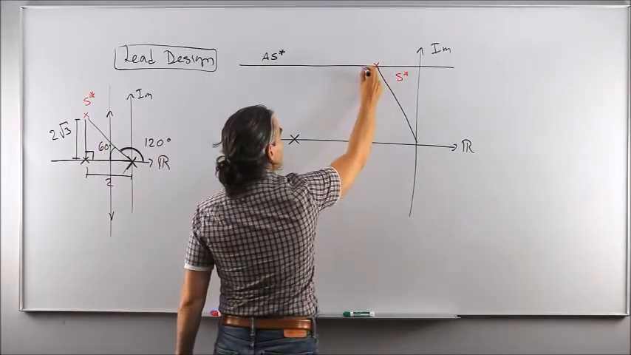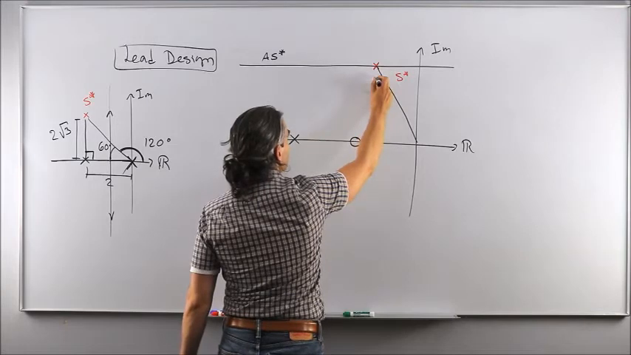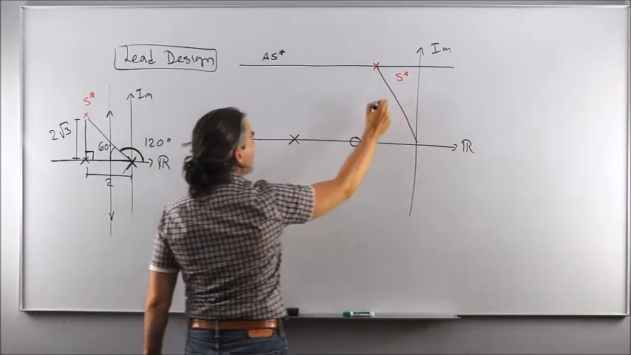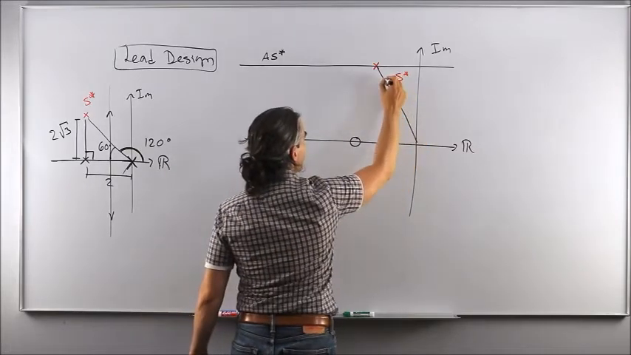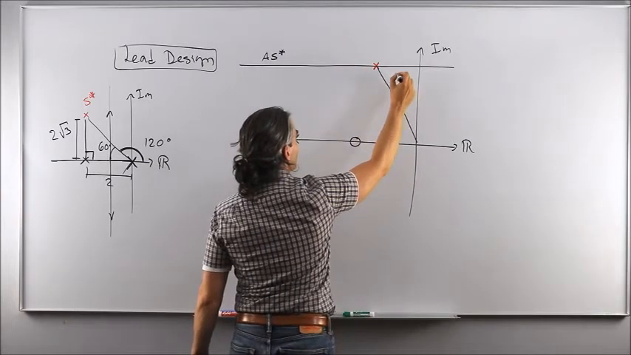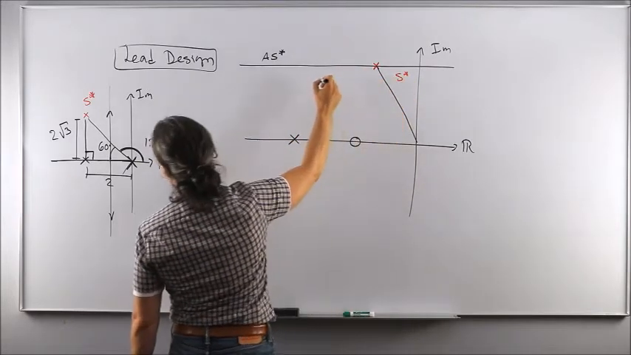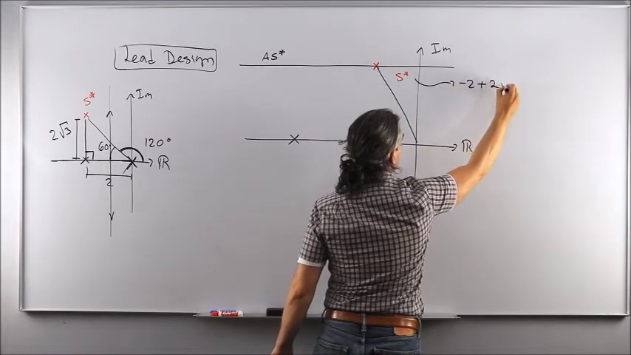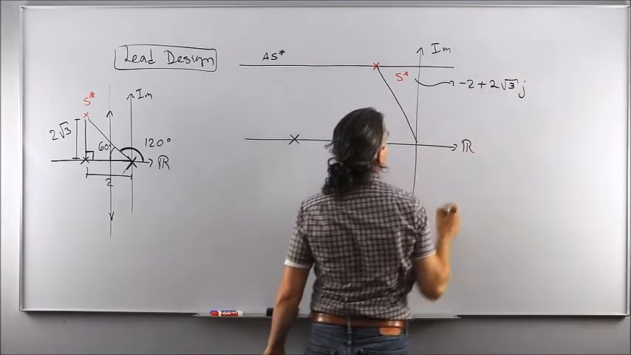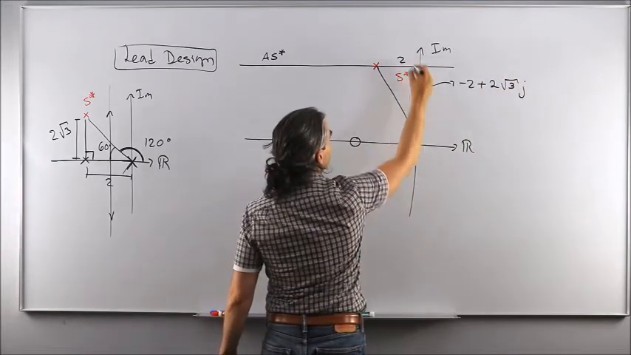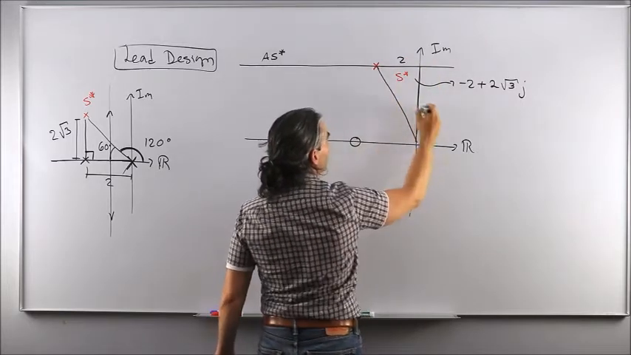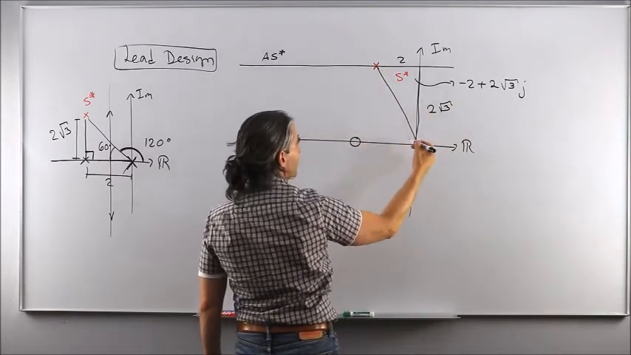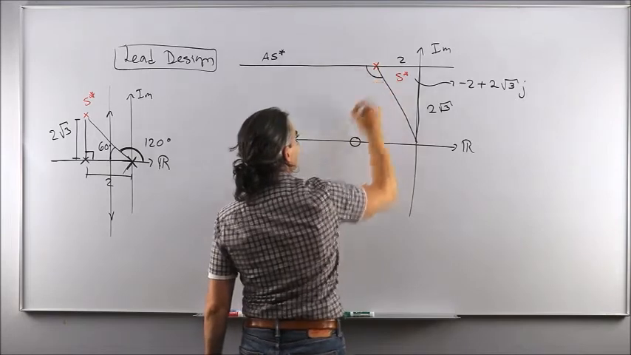Next, I am going to measure this angle because I know the exact location in the complex plane of S star, and therefore I'm able to figure out this angle, that angle, and thereby this angle as well, because this is known. This is at minus 2 plus 2 square root of 3j. So this side here is 2. This side here, this triangle here, is 2 square root of 3. And therefore, I can figure out this length, and from simple trigonometry, end up knowing this angle. Okay?